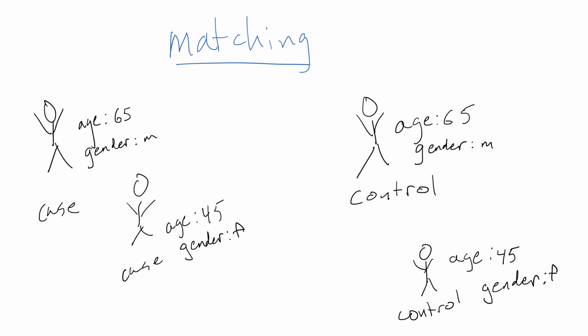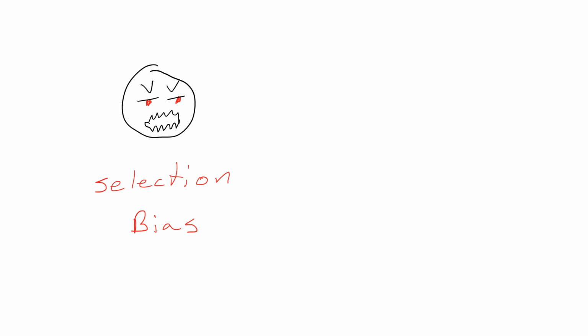Researchers often match on more than one potentially confounding variable. For example, we might match on age and gender. If we found a case who was 65 years old and male, we would need to find a control, or somebody without the disease, that is also 65 years old and male. Researchers can match on as many variables as they want. However, the more variables you try to match on, the more difficult it can be to find controls that match your cases.